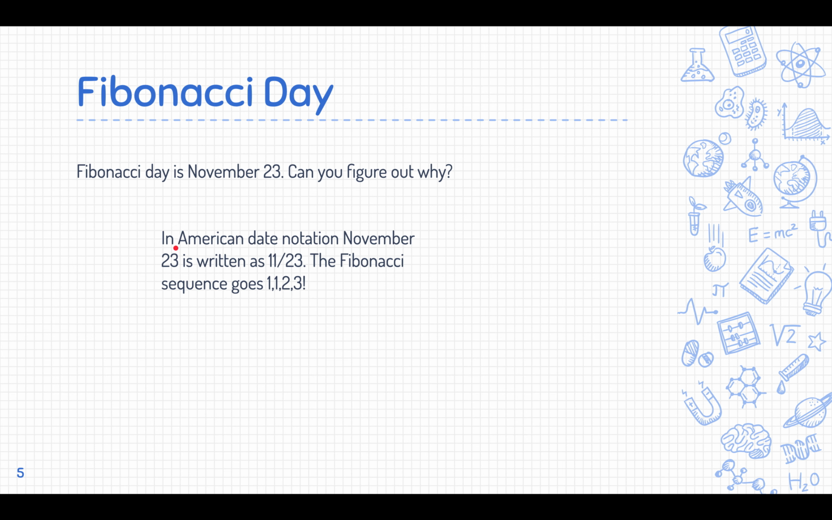In American date notation, November 23rd is written as 11/23, because in America you write the month first and then the date. And the Fibonacci sequence goes 1, 1, 2, 3. If you read the date, it also has the numbers 1, 1, 2, then 3, which is why it's Fibonacci day. That's an interesting fact that I thought we should talk about before we actually start with the mathematics.